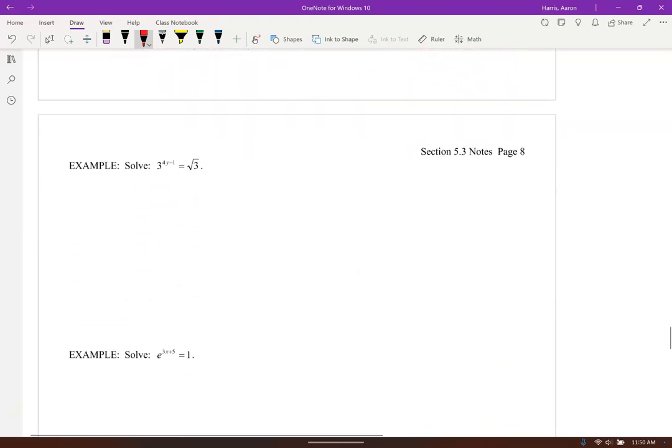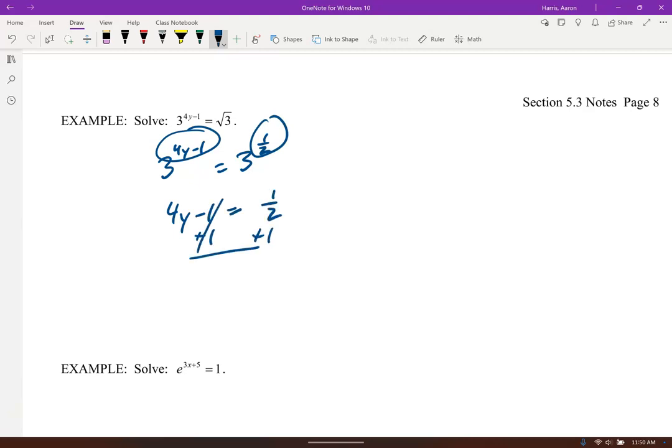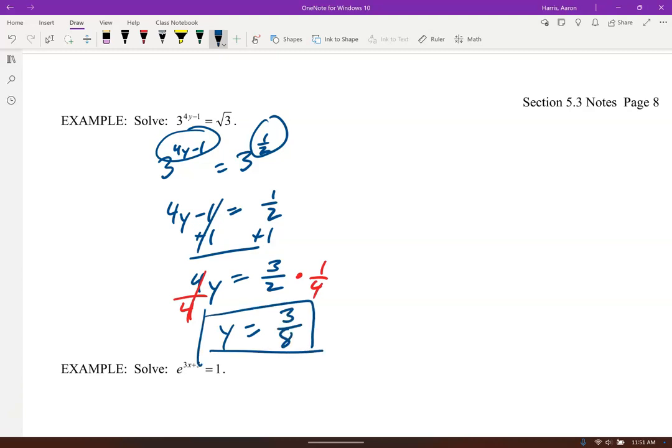Here I got 3 to the 4y minus 1 equals the square root of 3. Well, if you remember, square root of 3, that's the same as 3 to the 1/2. So 4y minus 1 has to equal 1/2. Let's add 1 to both sides. So 1 plus 1/2, or 2 over 2 plus 1 over 2, is 3 over 2. And then let's divide this side by 4. So you've got y equals 3/8 would be your answer on that one.